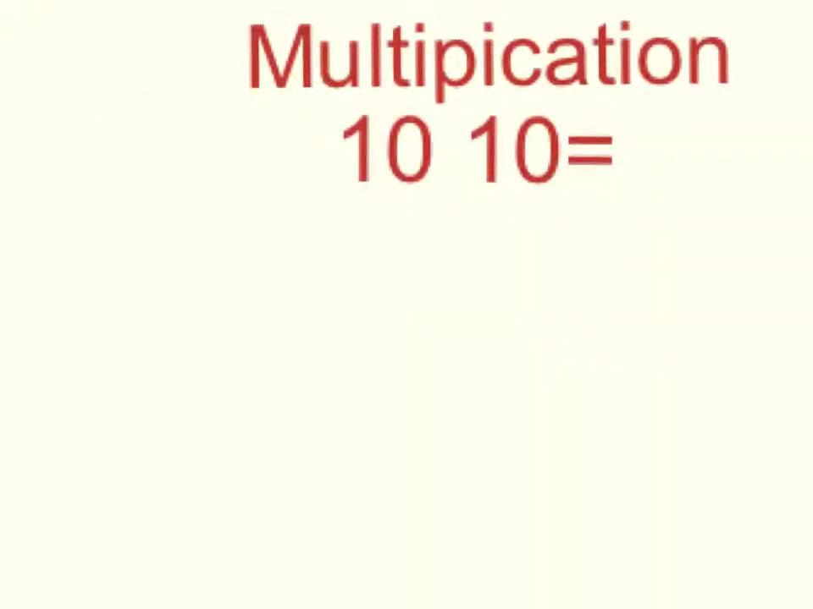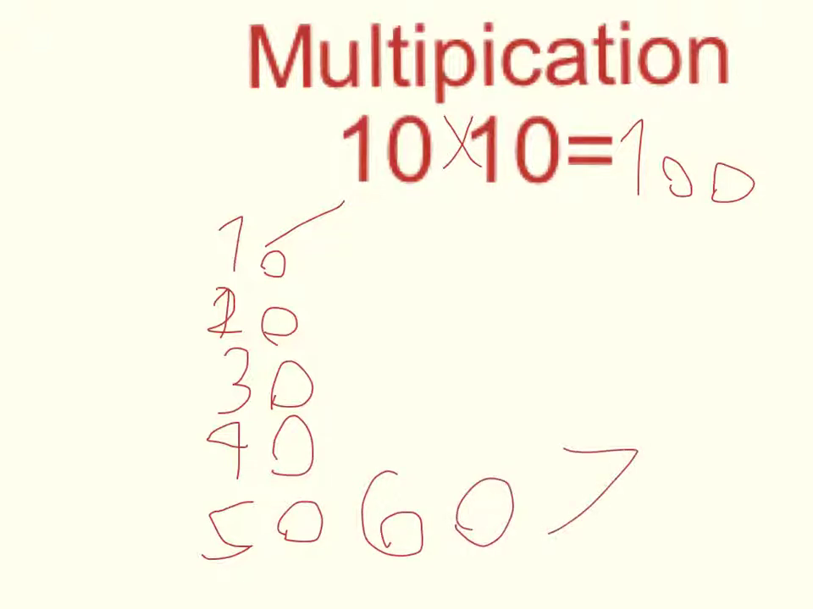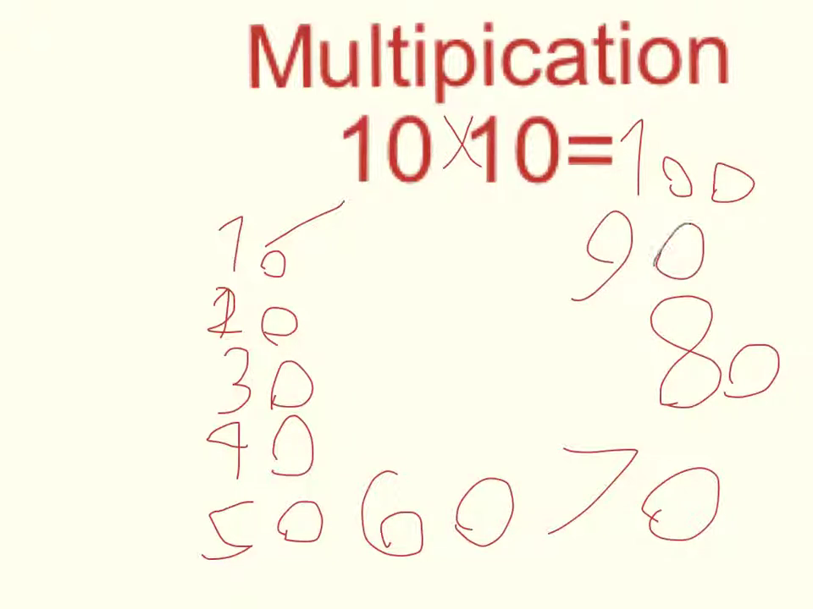This is multiplication. 10 times 10 equals, if you know this, it would be 100. But before that, I'm going to show you how to use chunking for multiplication method. So, we just add 10 times. 1, 2, 3, 4, 5, 6, 7, 8, 9, 10. So that's 10 times.